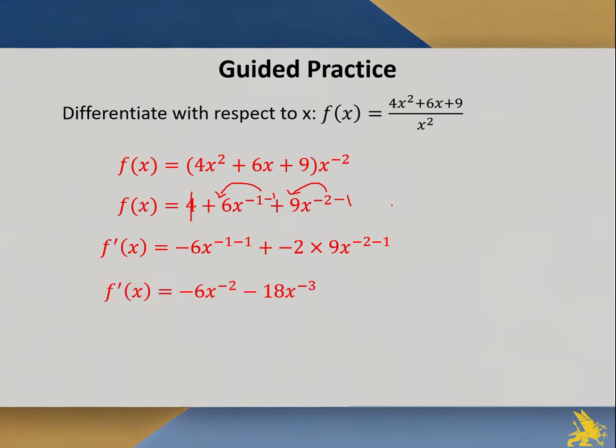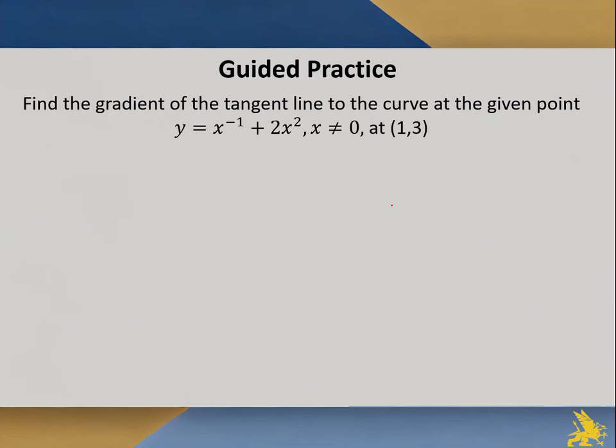Okay, let's look at finding the gradient of a tangent line to the curve at the given point. We've got y is equal to x to the power of negative 1 plus 2x squared, where x does not equal 0, at 1 and 3. So first to find the gradient, the first thing that we are going to do is find the derivative. That means we're going to grab the negative 1 and take it out the front, and we're going to take 1 away from the power.